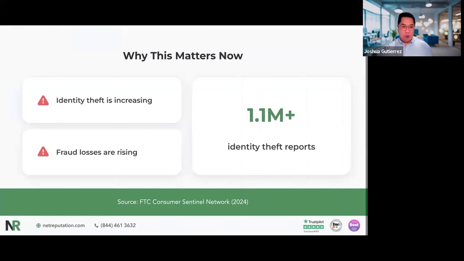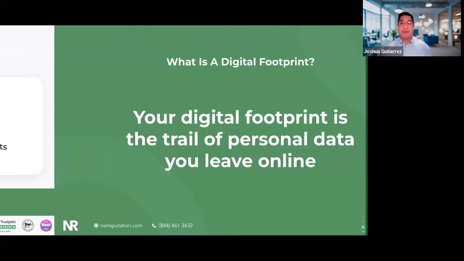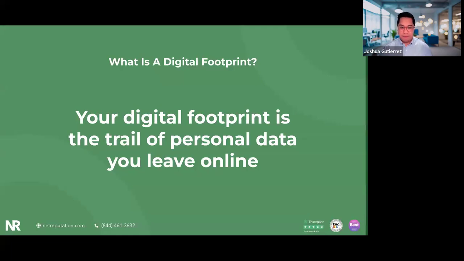So, why this matters now? Why did you all join? According to data published by the Federal Trade Commission, more than 1.1 million identity theft reports were filed in the US in 2024 alone. In that same year, consumers reported over 12.5 billion in fraud-related losses. At the same time, fraud losses continue to rise year over year. These are reported cases, which means that the real impact is likely higher, right? So the reality here is this: every major data breach has a downstream human impact on real people, real families, and real financial lives. So let's talk about that digital footprint that we're discussing today.